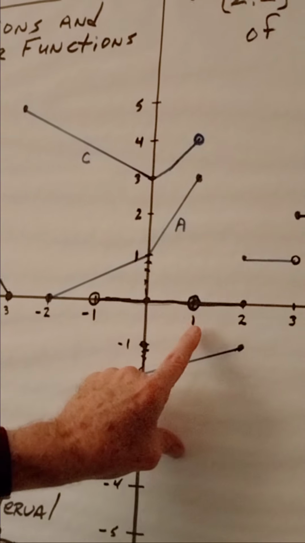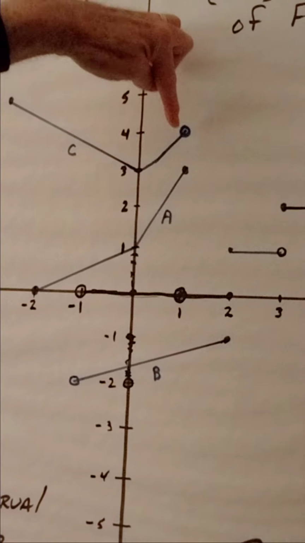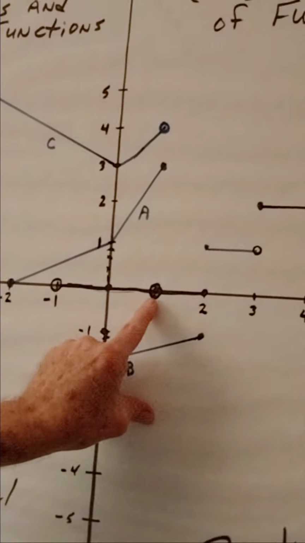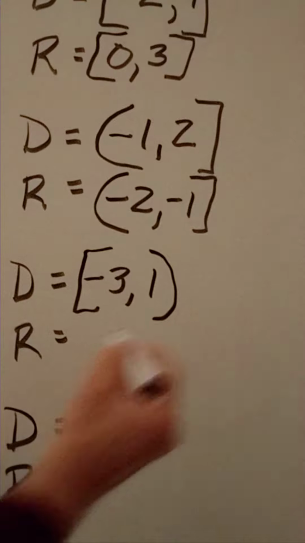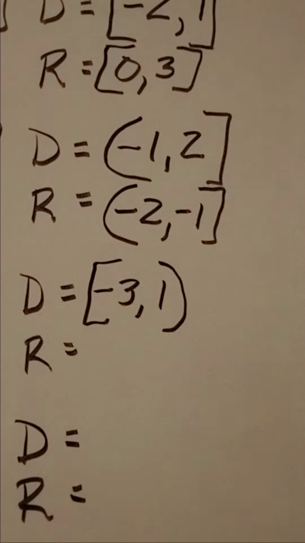-3. The highest, greatest domain value was this one. I brought it straight down to the x-axis, and it's an open circle. It doesn't count, but we still write the 1, but it gets a parenthesis. There's our domain. Range.